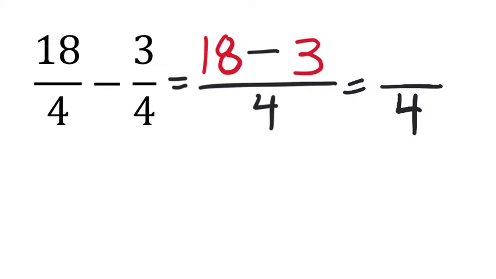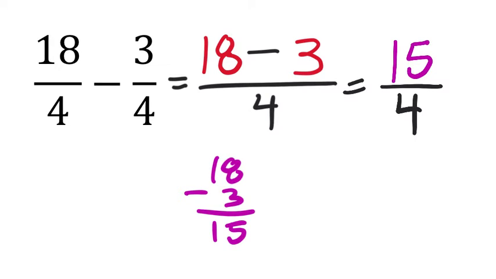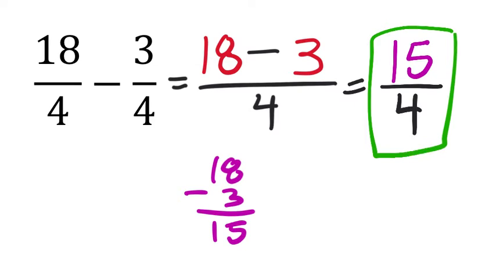It's still going to be in fourths, but 18 minus 3, and if you need to stack and subtract that, that's fine. 8 minus 3 is 5. Drop the 1, 15. 15 fourths. And again, if this could be simplified, then I would, but it can't, so I won't.